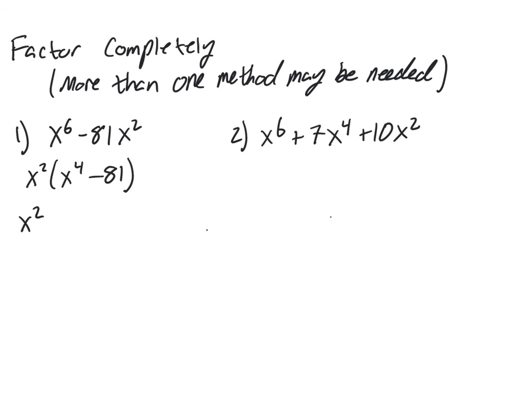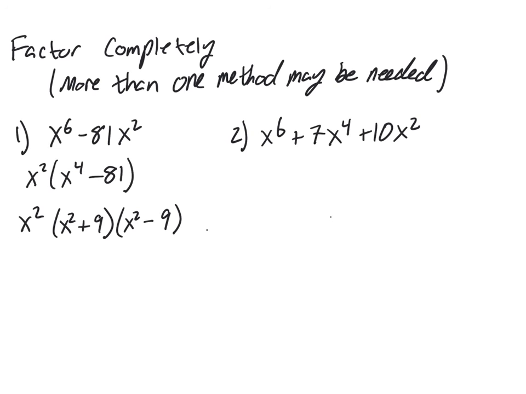So I keep my GCF with me. A difference of two perfect squares factors into two binomials. The square root of the first term, x to the fourth, is x squared. The square root of the last term, 81, is 9. And then it's a binomial, so I need those middle terms to cancel out. So I need one positive, one negative.